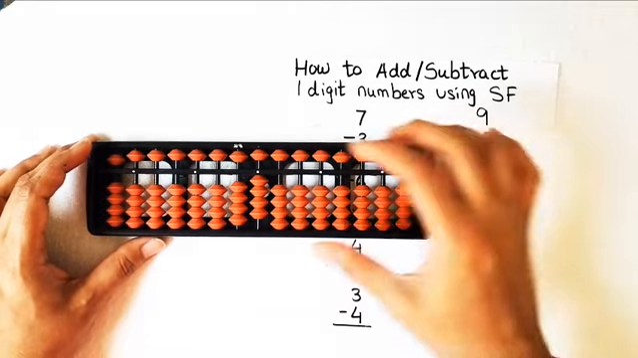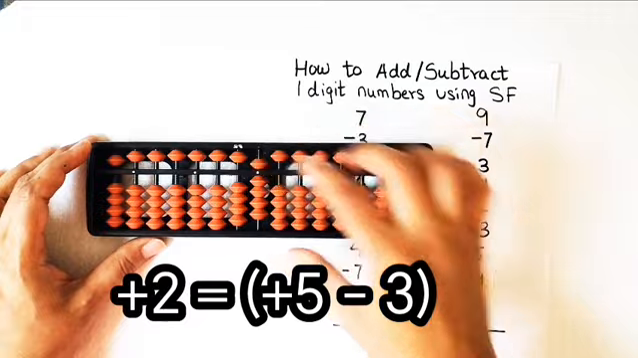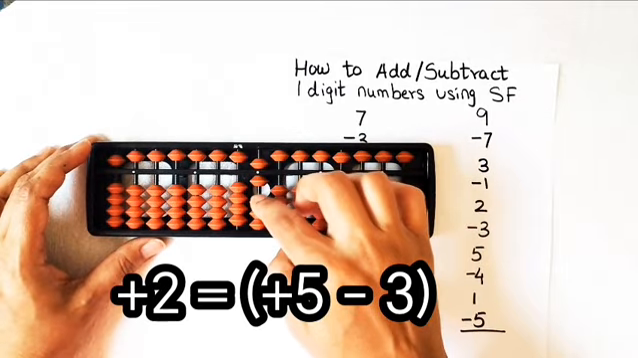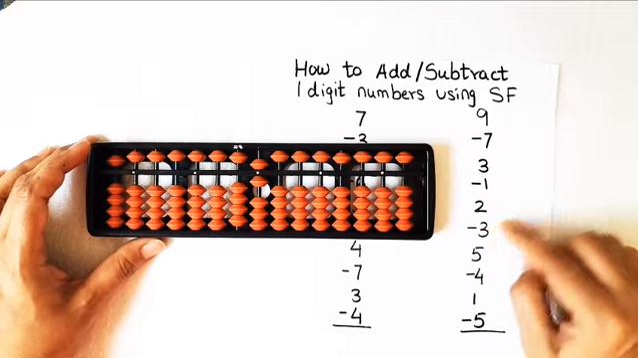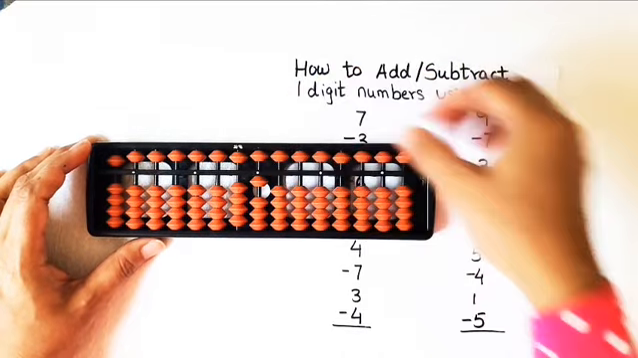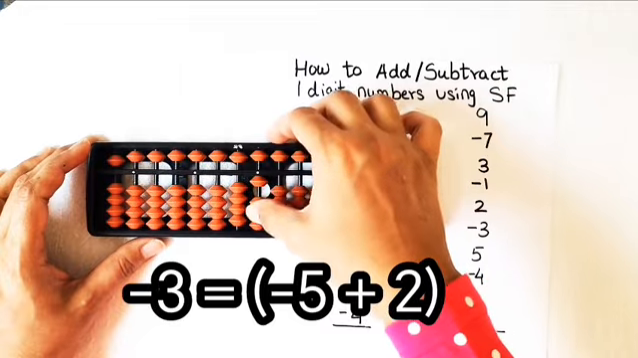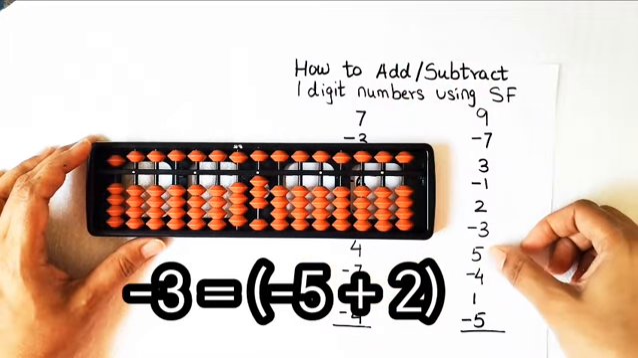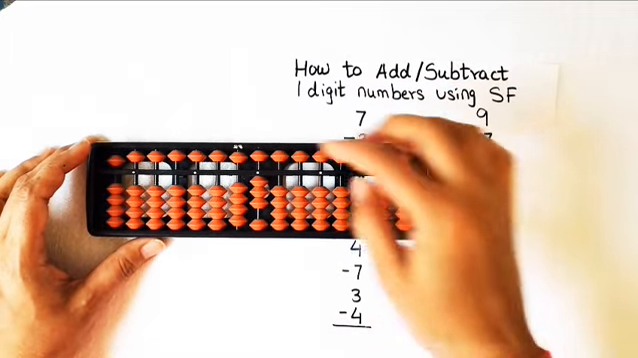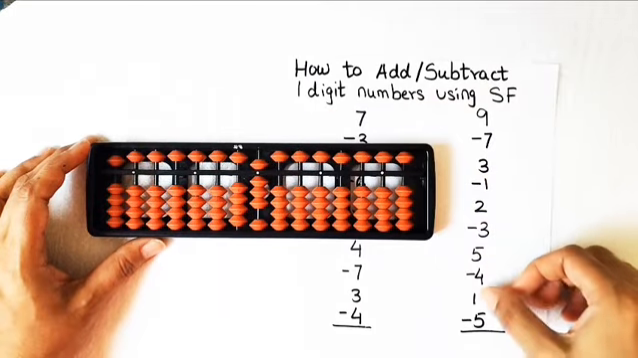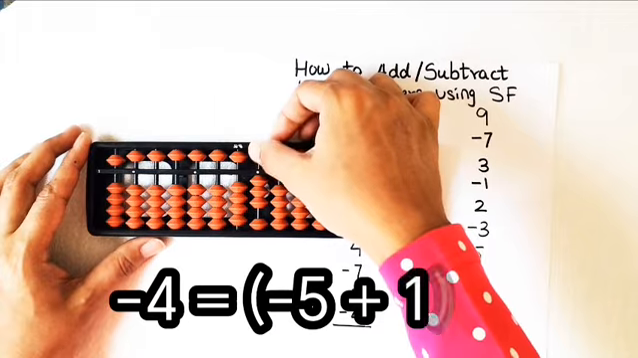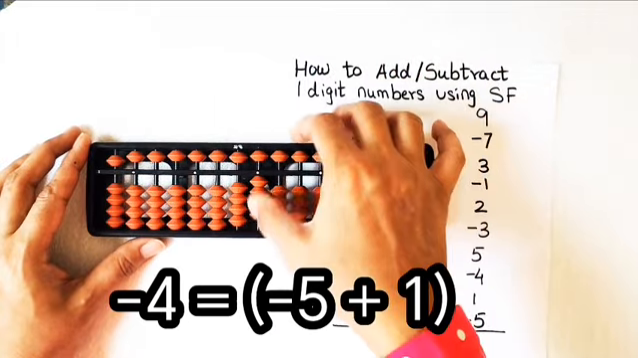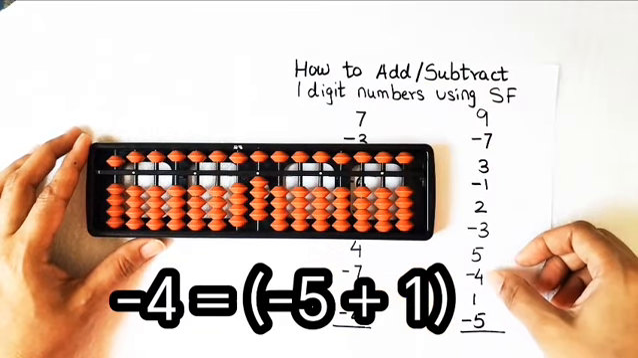Add 2. Add the 5 and less 2's friend, that is 3. Less 3. Less the boss 5 and add 3's friend 2. 5. We can directly add 5 here. Less 4. Again, less the boss 5, add 1.